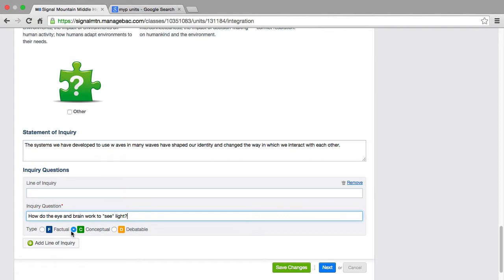Since it's a little bit tougher than a simple definition, I'm going to mark this as a conceptual question. Now, as we go through the chapter, the students should be able to answer this question in the process of understanding the statement of inquiry.